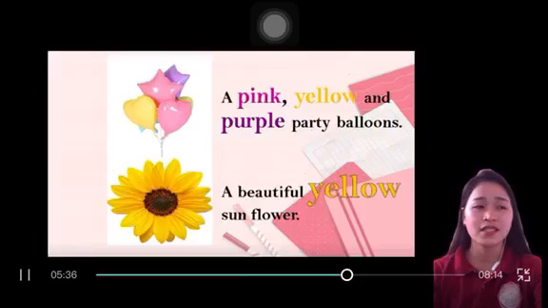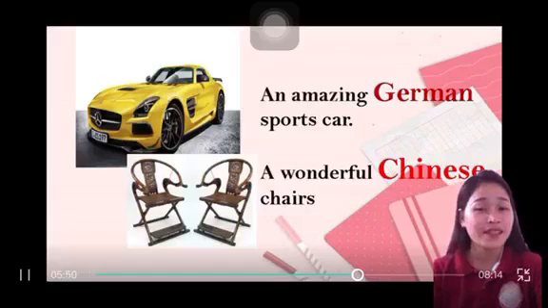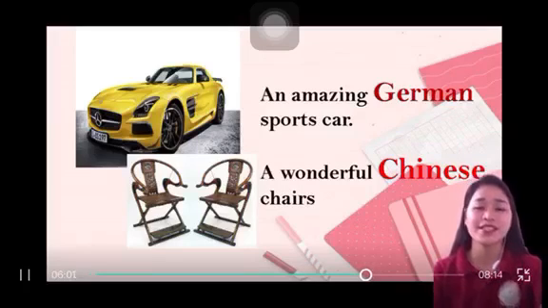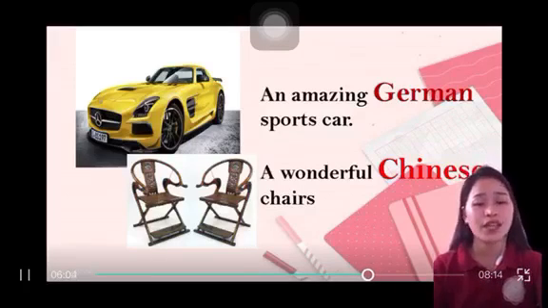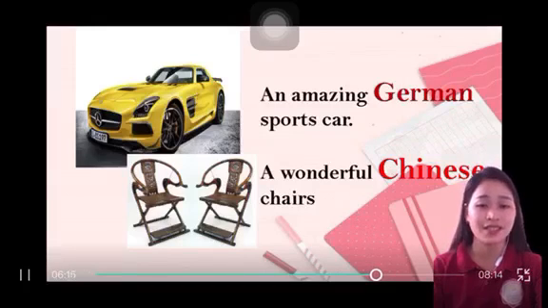So another type is origin. It describes where something comes from. For example, an amazing German sports car. Amazing is the example of the opinion, German is the example of the origin, and sports car is the noun. Another example is these wonderful Chinese chairs. These is the example of the determiner, wonderful is the opinion, Chinese is the origin, chairs is the noun.